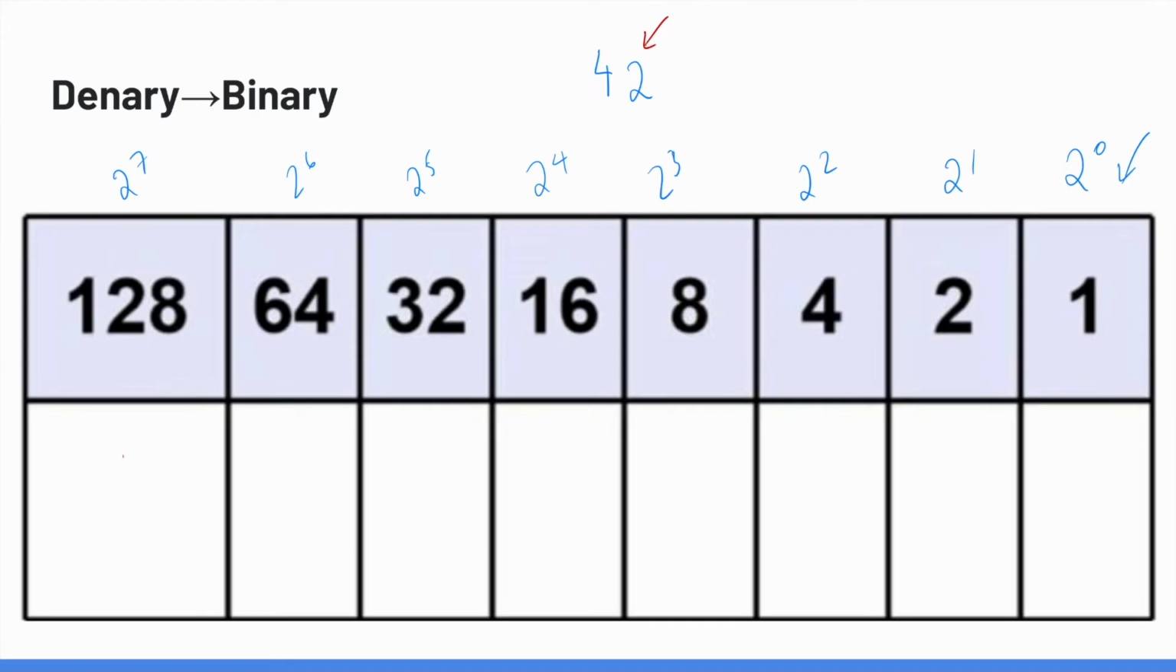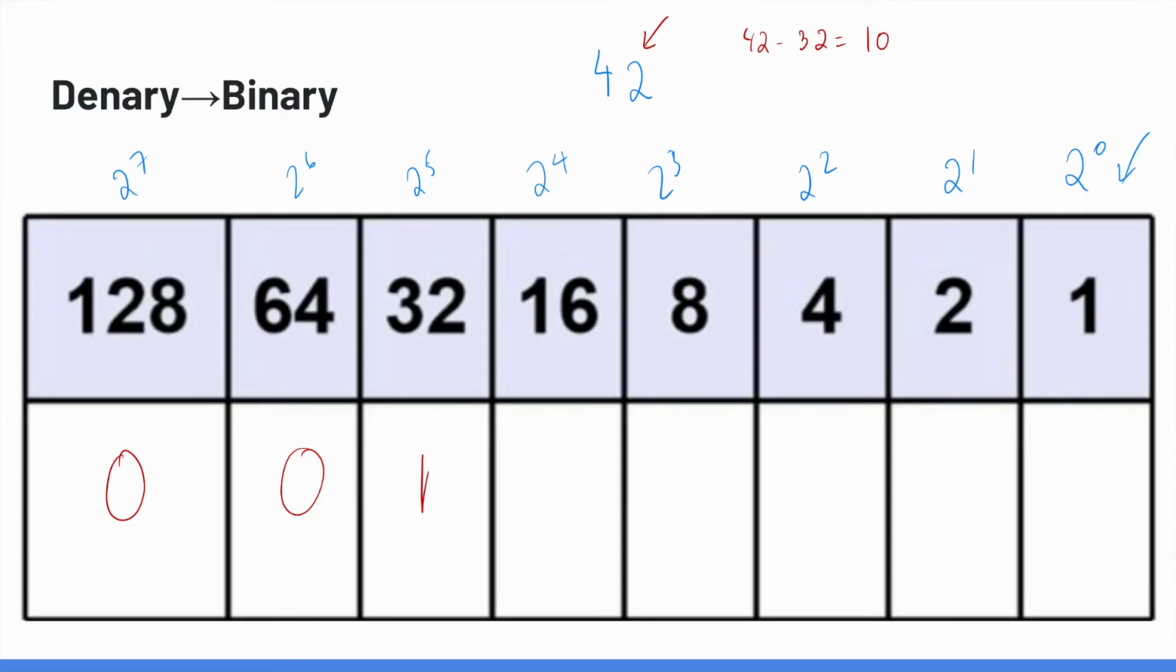Those are just going to be 0, because 2 to the power of 6 or 2 to the power of 7 are not going to be used to represent 42. But 32 can fit into 42. 32 is smaller, so we can put a 1 right there, and that's going to account for 32 out of 42. So if we do 42 minus 32, we have 10 left over. So the rest of these digits need to account for 10.